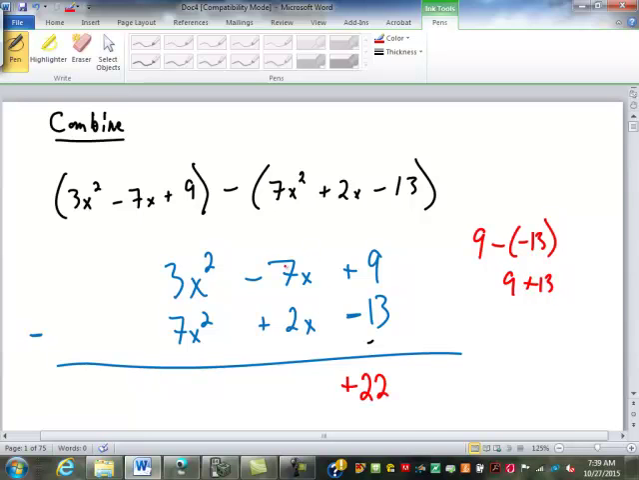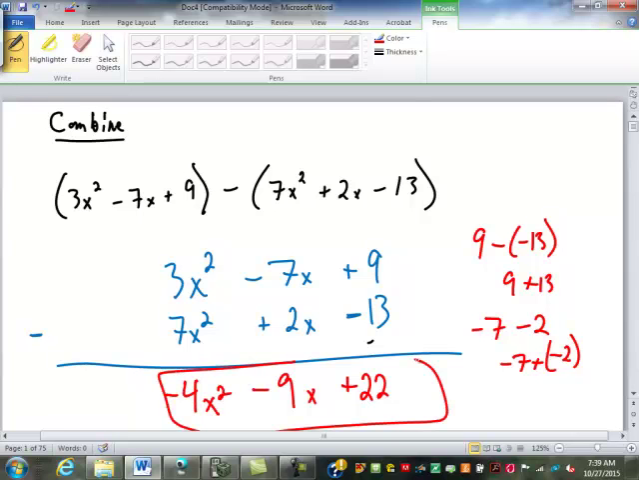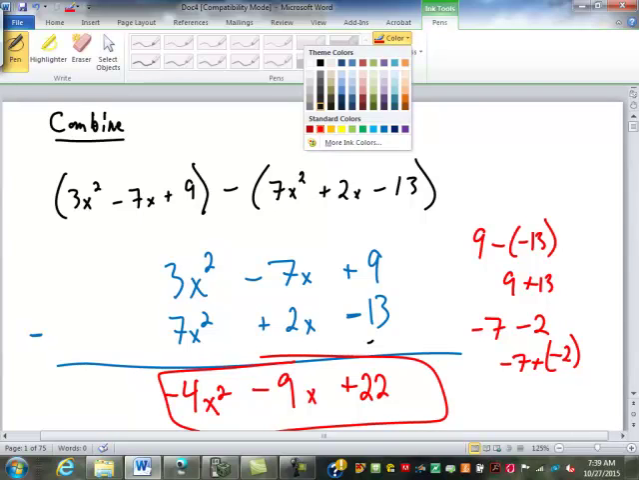22. Negative 7 minus 2 becomes negative 7 plus a negative 2, which is a negative 9. So negative 9x. And 3 minus 7, negative 4x squared. Does that all look familiar?